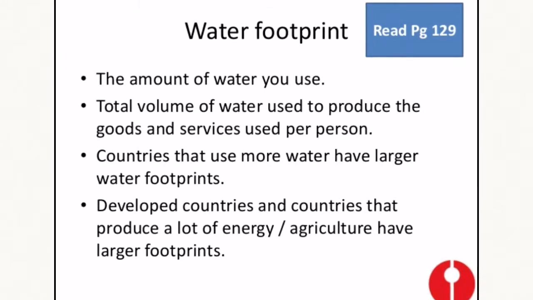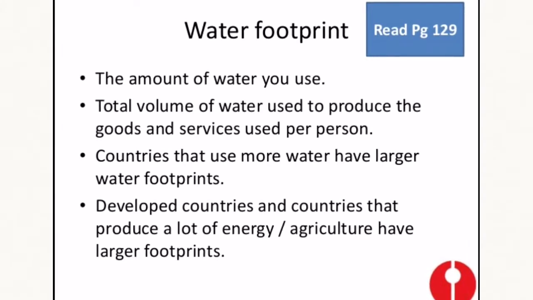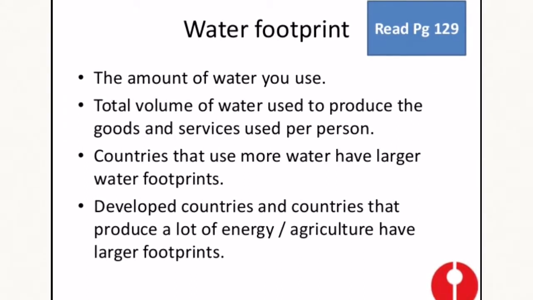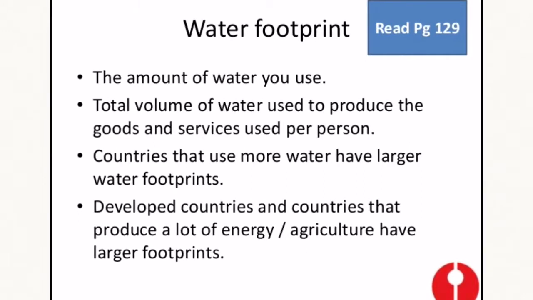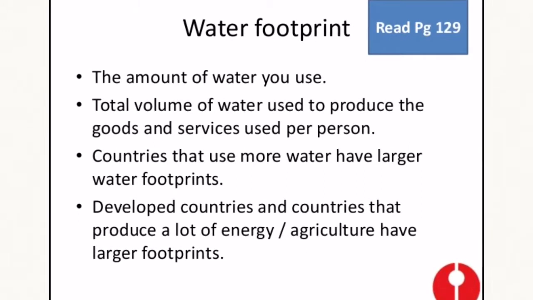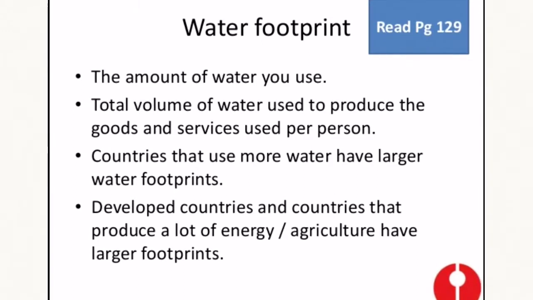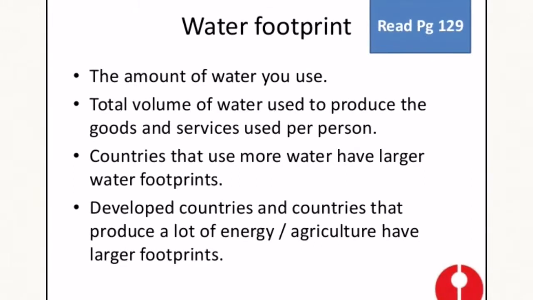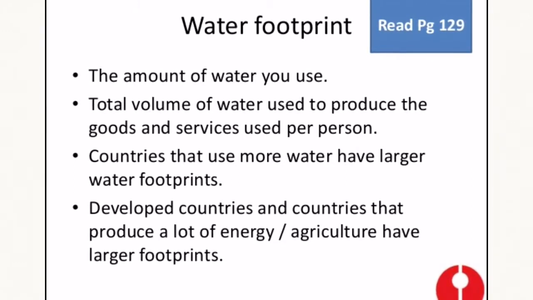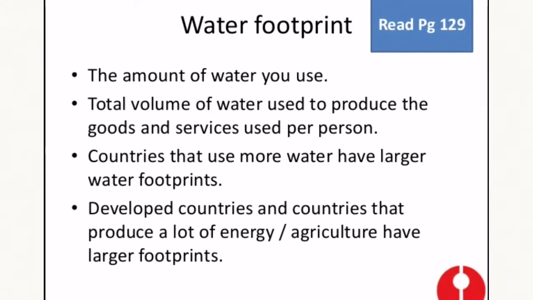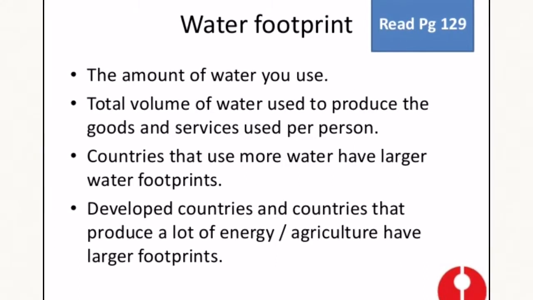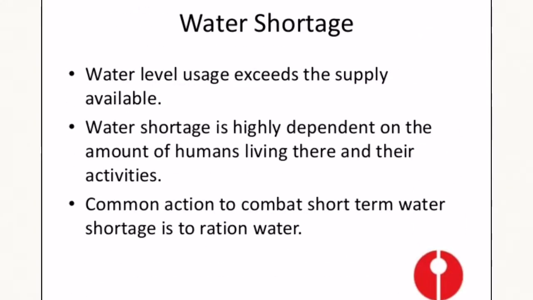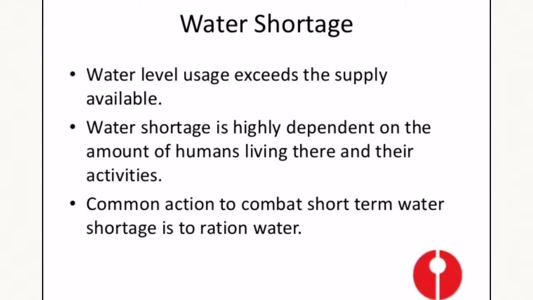Okay. There are countries that use more water, so they have larger water footprints, and then there are countries that have correspondingly smaller ones because they use less water, less resources, and so technically they seem to be more environmentally friendly. Developed countries and countries that produce a lot of energy or agriculture generally speaking will have larger footprints, and this should make a lot of sense. You think back to the earlier few slides that we looked at. If you do consume or produce a lot of energy, you will consume a lot more water. Similarly for agriculture.